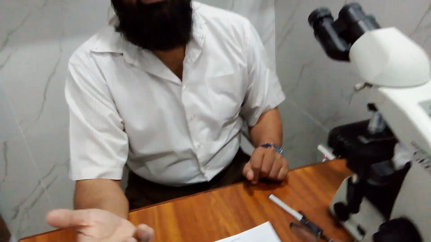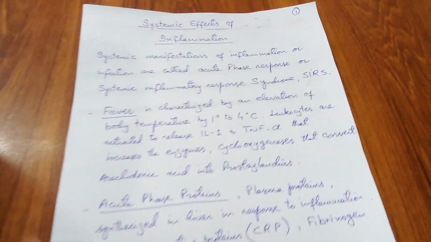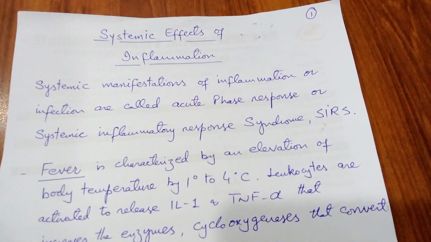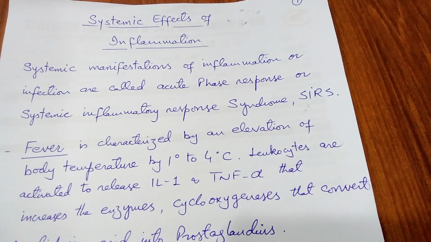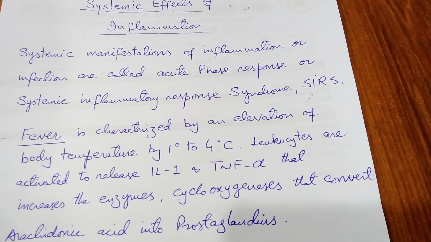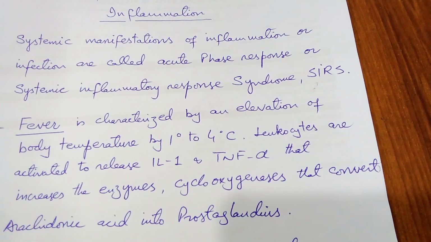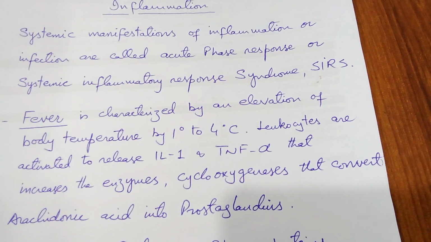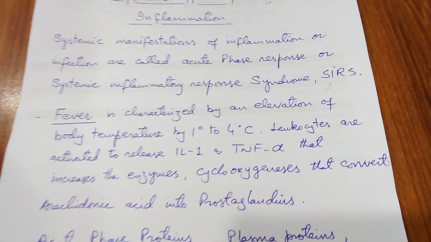Kindly give this mobile camera to me so that I may have a closer look of the written material. Students, please take a careful look. Systemic effects of inflammation. Systemic manifestations of inflammation or infection are called acute phase response or systemic inflammatory response syndrome, SIRS. What are those manifestations, students?